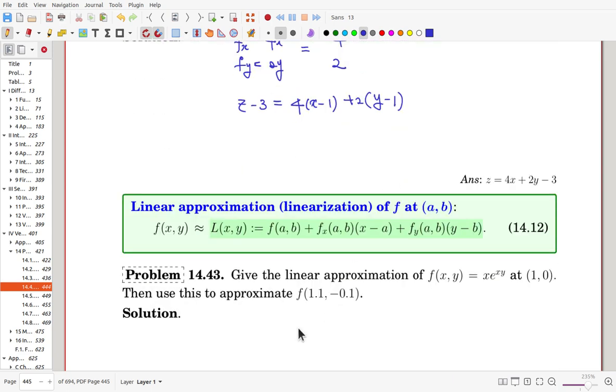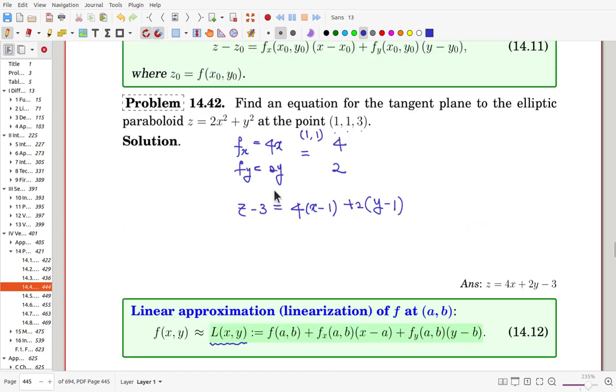Now, here we define the linear approximation, or linearization, of the function f at (a, b). That is given in this way. f of (x, y) is approximated by the tangent plane, and then we write it this way: L of (x, y). So it's a linear approximation. We are using L here, and that is the same as f at (a, b) plus this term.